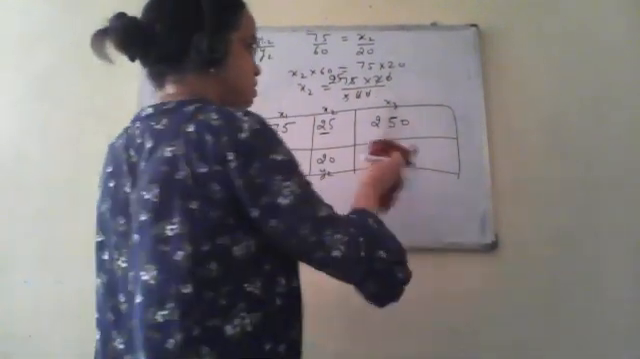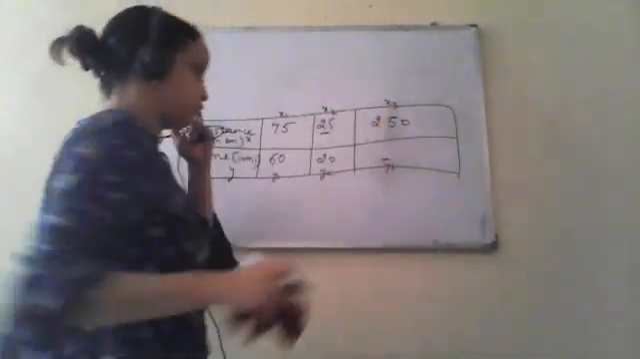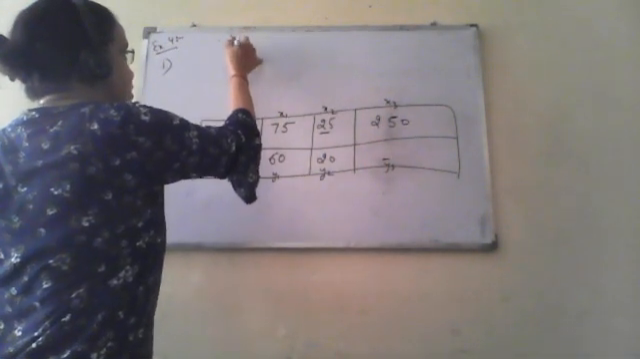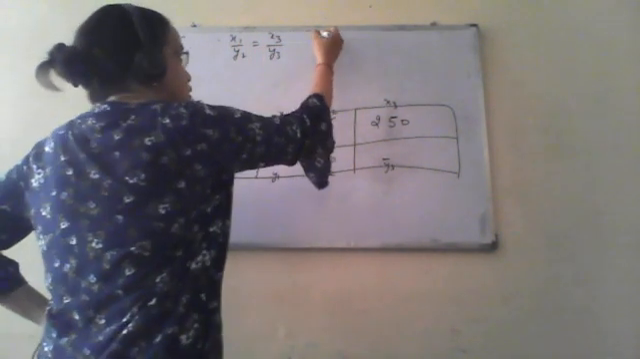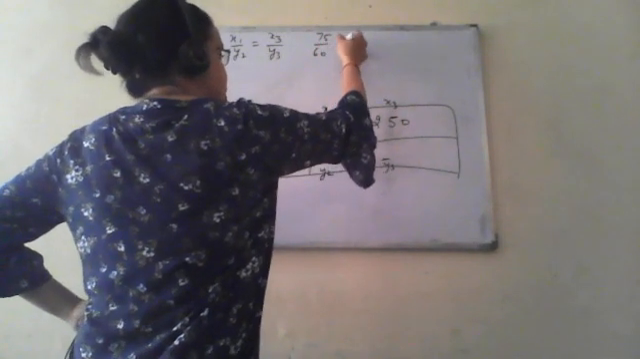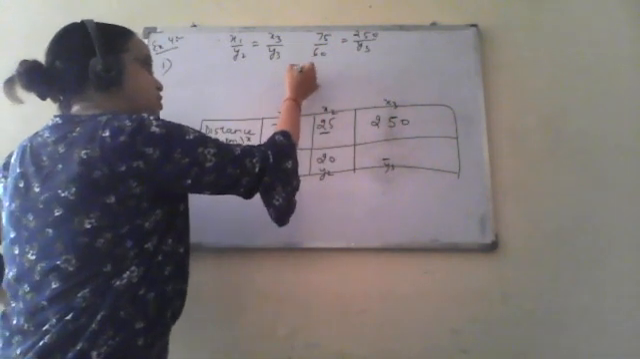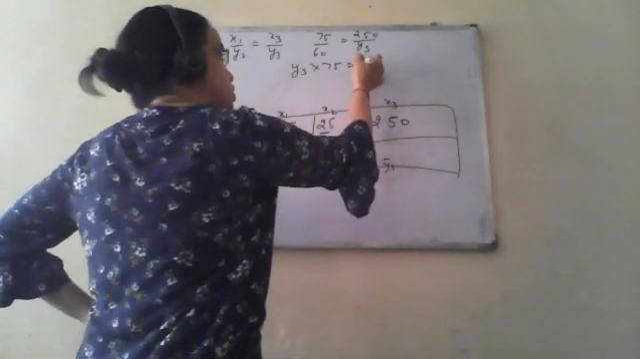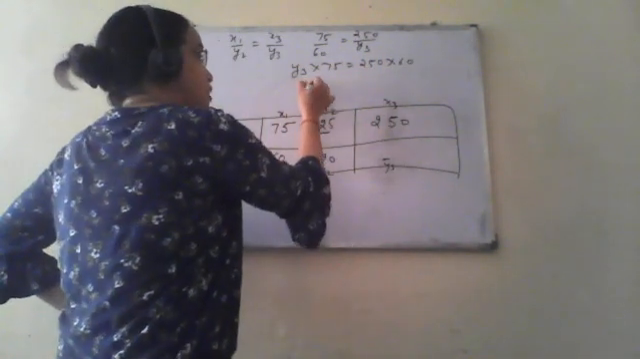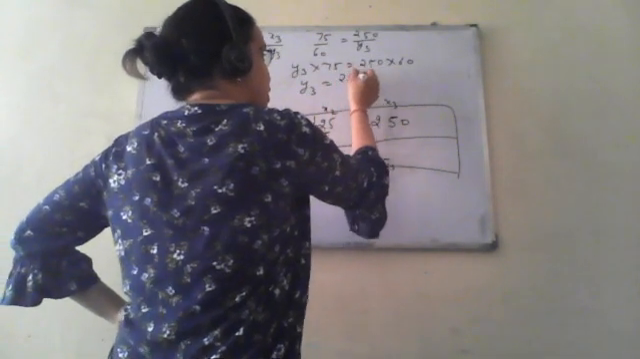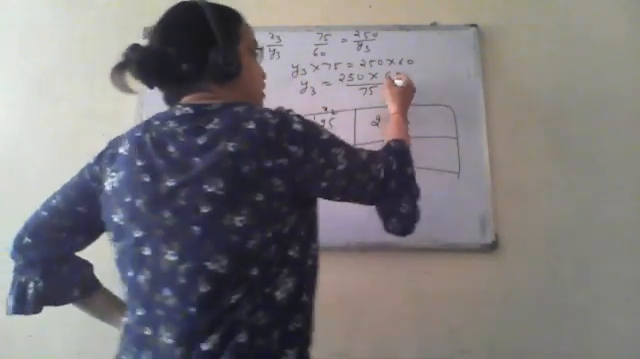Similarly, we can calculate this y3, that is, the time required to cover 250 kilometers. We have x1 upon y1 equal to x3 upon y3. It is equal to 75 upon 60 equals 250 upon y3. By cross multiplication we have y3 into 75, which is equal to 250 into 60, and y3 will become 250 into 60 upon 75. Now we can cancel it out.